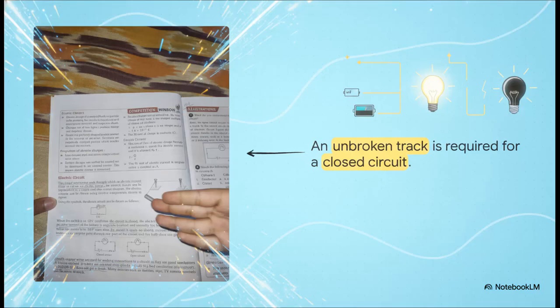But here's the catch. This journey absolutely requires a closed, continuous path. For our river of charge to actually light up a bulb, the track has to be unbroken. If a switch is flipped off or a wire gets disconnected, well, the track is broken. That creates an open circuit, and the current instantly stops dead in its tracks. With electricity, it is very much all or nothing.